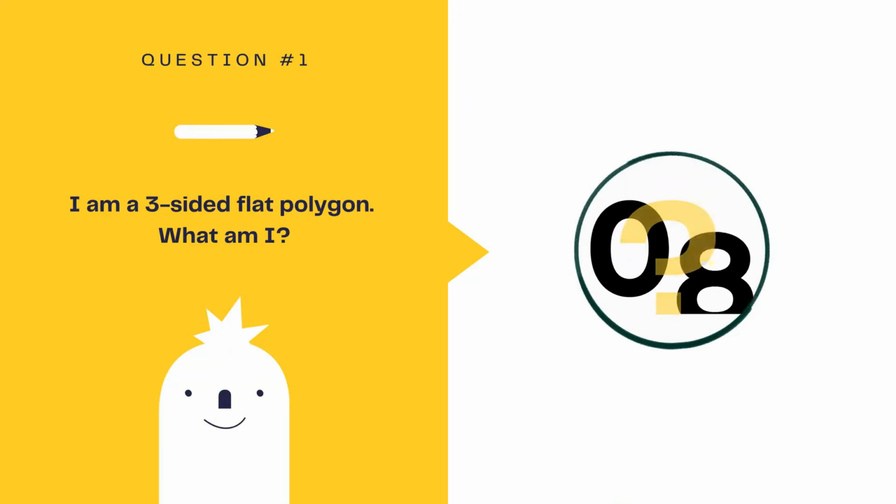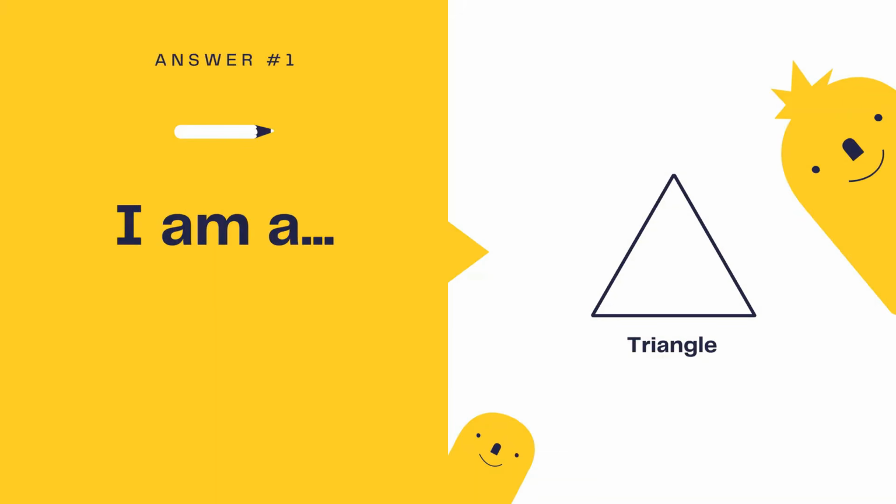I am a three-sided flat polygon. What am I? 5, 4, 3, 2, 1. I am a triangle.